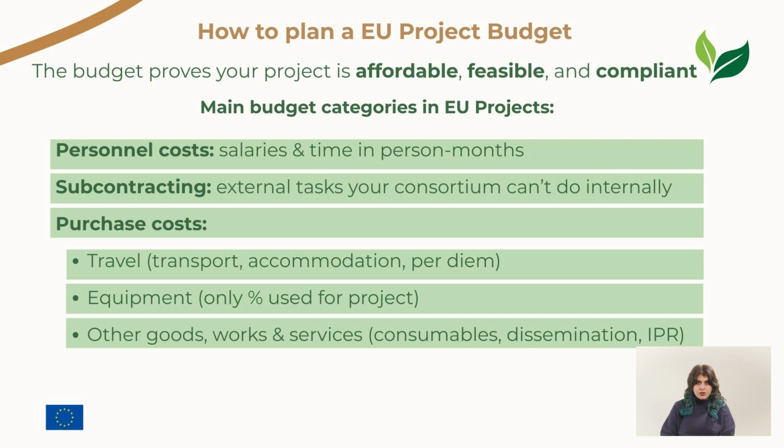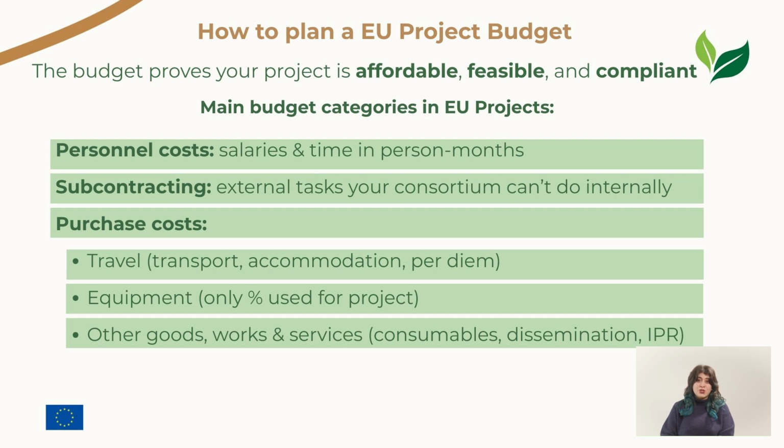Next are purchase costs, which include travel, equipment, and other goods, works, and services. Travel costs cover expenses like transport, accommodation, and daily allowances for meetings, conferences, or site visits. Always make sure the purpose of the travel is clearly linked to the project activities. For equipment, you can usually only claim part of the costs that matches how much you actually use it for your project, taking into account both the depreciation period and the percentage of time it's used specifically for project work.